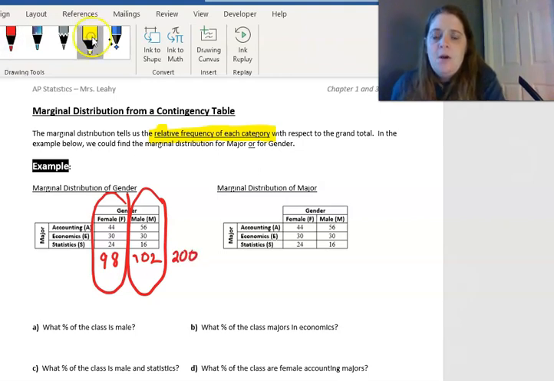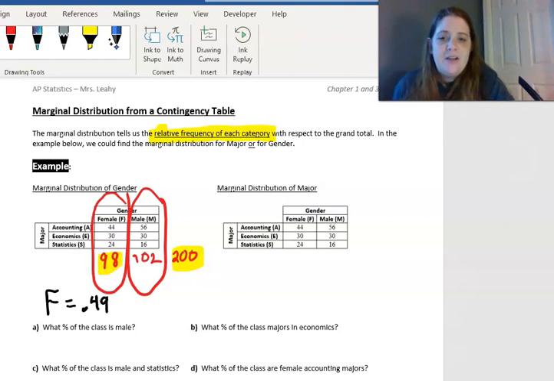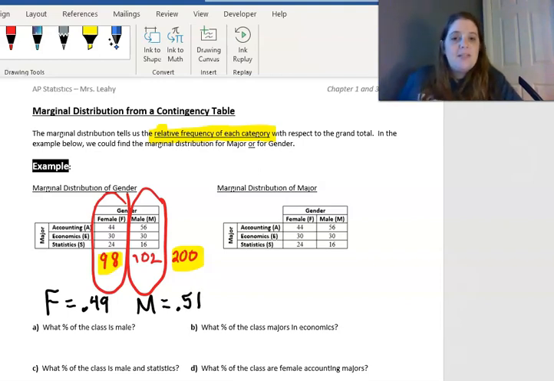All right, so for females, 98 out of the 200 females gives me a relative frequency for females of 49%. That's what I would get if I took that 98 out of 200. So in terms of males, that must be 51%. Okay, so that's my distribution. How is 100% split among these categories?